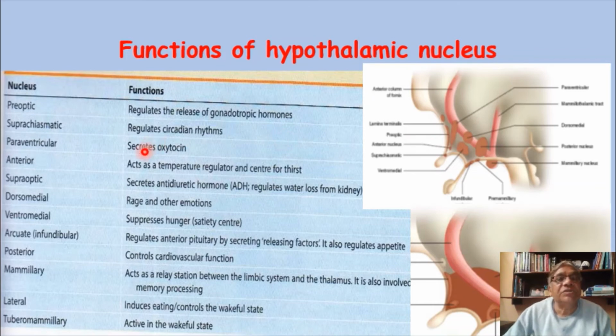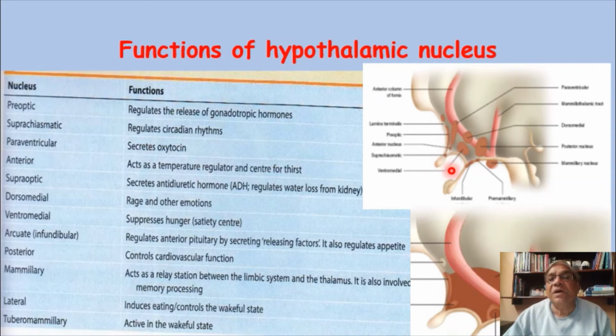Then the paraventricular nucleus, this elongated nucleus here is paraventricular, and it secretes oxytocin which will be secreted through the posterior pituitary. And then there is a very small dot-like structure here, just deep to the paraventricular nucleus, I would say inferior to it. This is called the anterior nucleus, and it acts as a temperature regulator and center for thirst. It will regulate the temperature of the body and is the center for thirst, okay? That is the very small anterior nucleus.